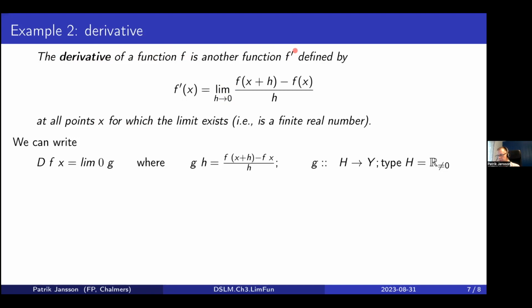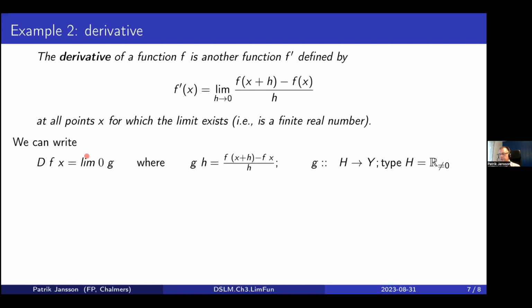And right now, the only notation in the definition here is a prime, and that's a little bit hard to read. So I will instead call it capital D. So D of f is the same as f prime. So this left-hand side here, D f x, is the same as f prime of x, the left-hand side there.